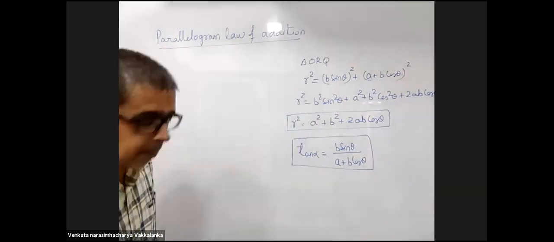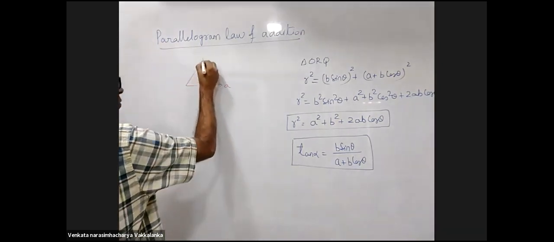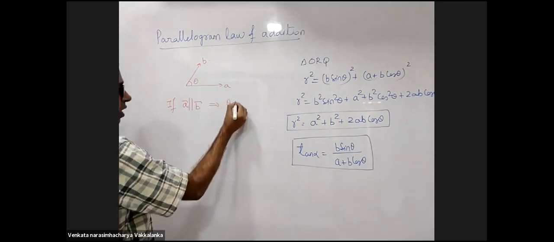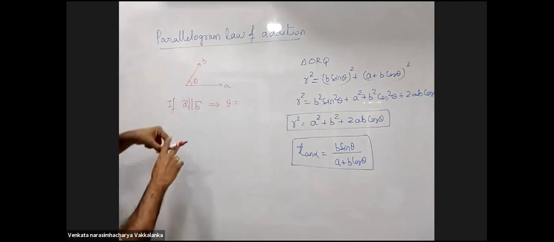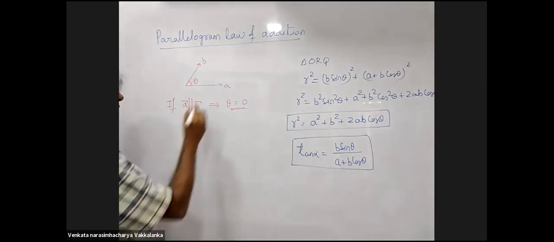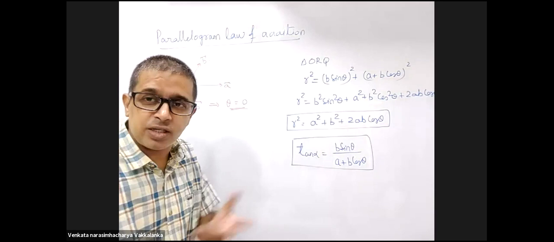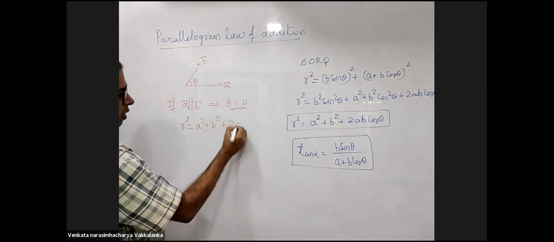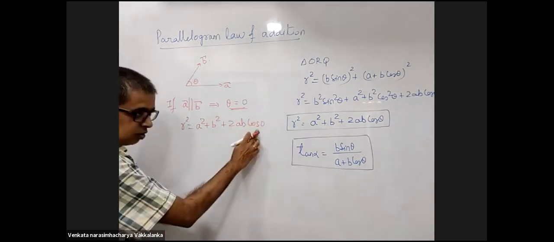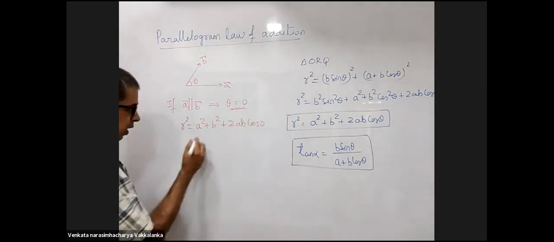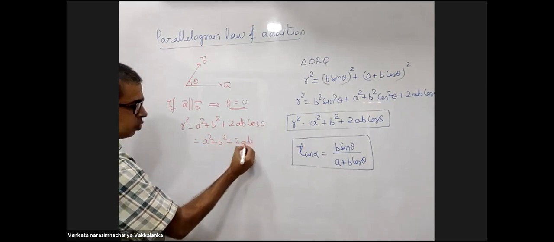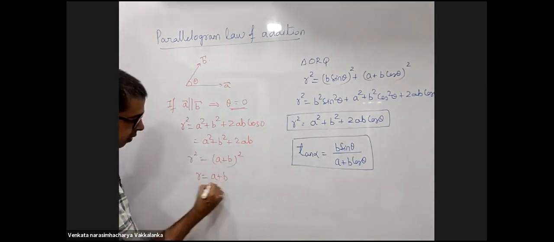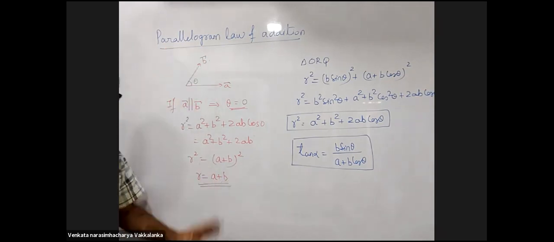What if two vectors are parallel? Now this is A, this is B. If A is parallel to B, what is the value of theta? 0. If B is in the direction of A, theta is 0. And what did you tell me if two vectors are in the same direction? Add them numerically. Now watch out for this. R square is A square plus B square plus 2AB cos 0. What is cos 0? 1. A square plus B square plus 2AB. A plus B whole square is R square. So R is A plus B. Didn't we tell you that if two vectors are parallel, you can add them numerically? Yes.